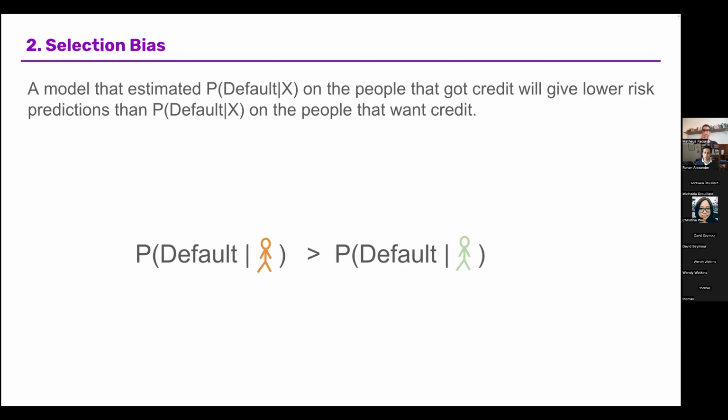So again, just for clarity, the default probability of people that want credit is much higher than the default probability of people that got credit. And this creates a mismatch. Your average risk prediction from your model is going to be lower than the risk where you're going to make predictions. So you have to make some sort of adjustment for that.